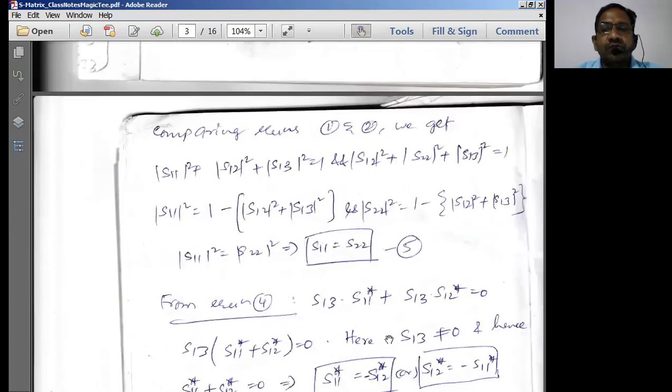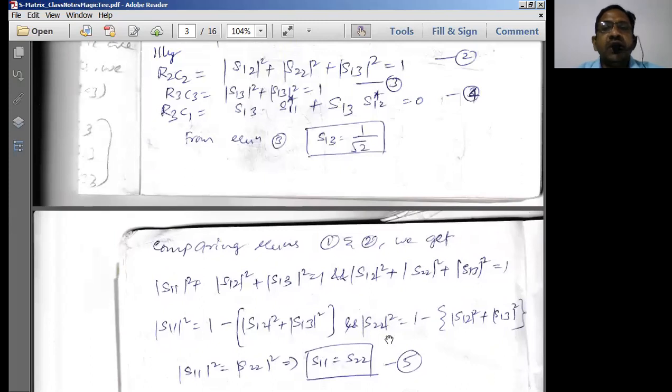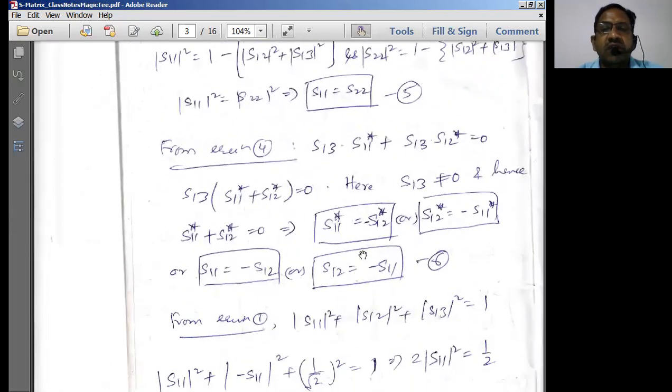Next from equation 4, we have equation 4 in the above. It's S13 into S11 star, S13 into S12 star. We try to decompose this, which is equal to 0. Now here S13 I can take common. So S11 star plus S12 star, which is equal to 0, I can write. When this goes to the right hand side, it will be 0. Then I'll be having S11 star is equal to minus S12 star. Okay. So I can write S12 star is equal to minus S11 star, whatever it is.